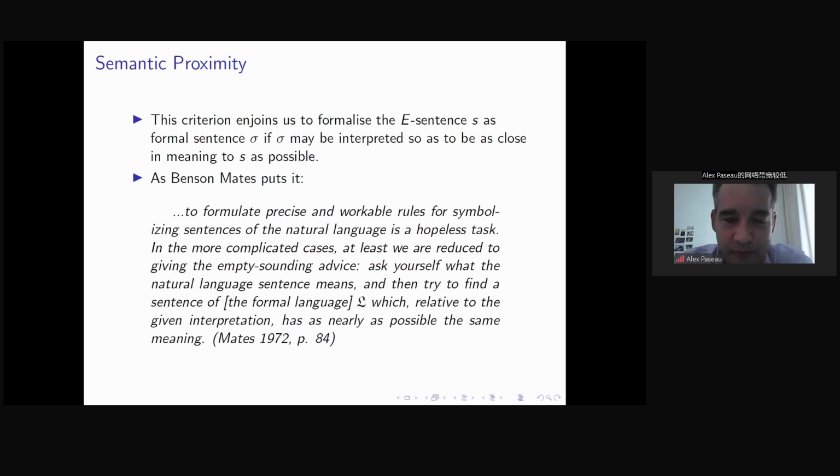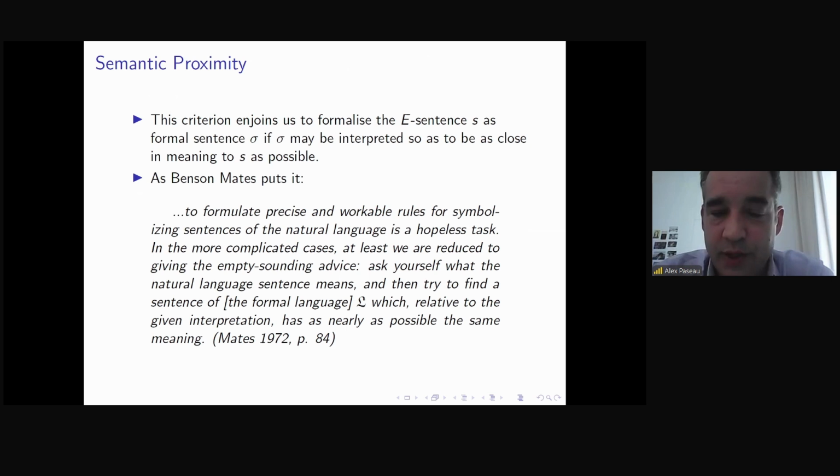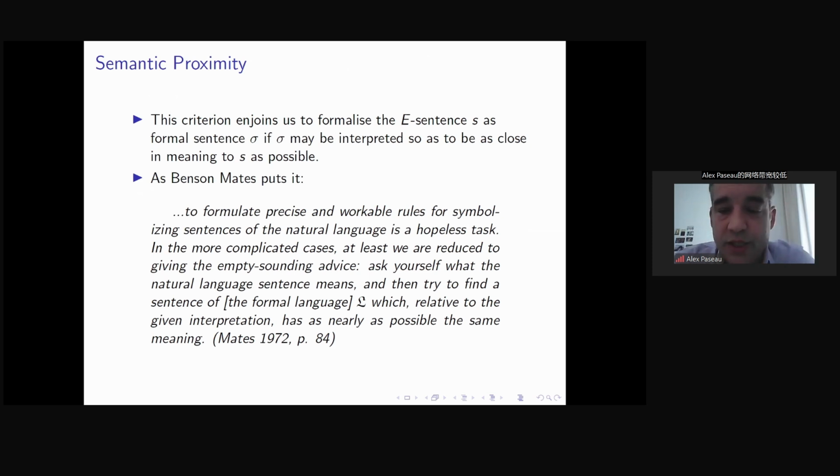Benson Mates continues: In the more complicated cases, at least we are reduced to giving the empty-sounding advice. Ask yourself what the natural language sentence means, and then try to find a sentence of the formal language L which, relative to the given interpretation, has as nearly as possible the same meaning. Okay, so what you do is you take a natural language sentence, you formalize it. The sentence you want to formalize it as is a formal sentence sigma, as I put it, such that when you reinterpret sigma, you give it an interpretation, you get as close to S, the original sentence, as possible.